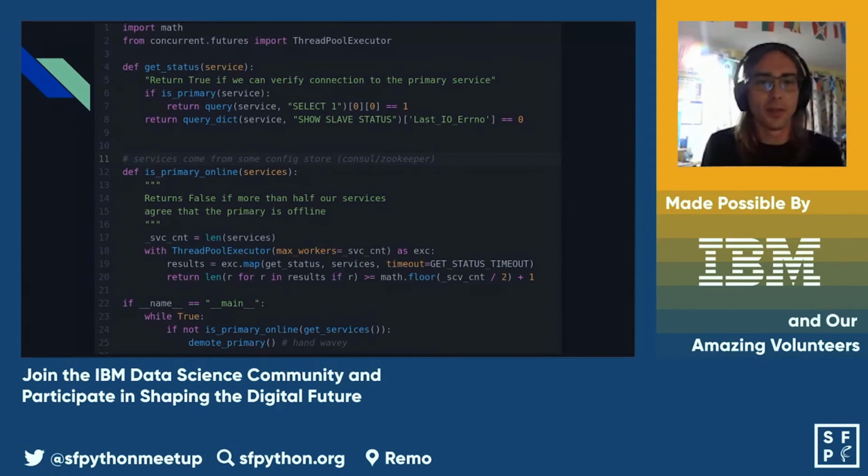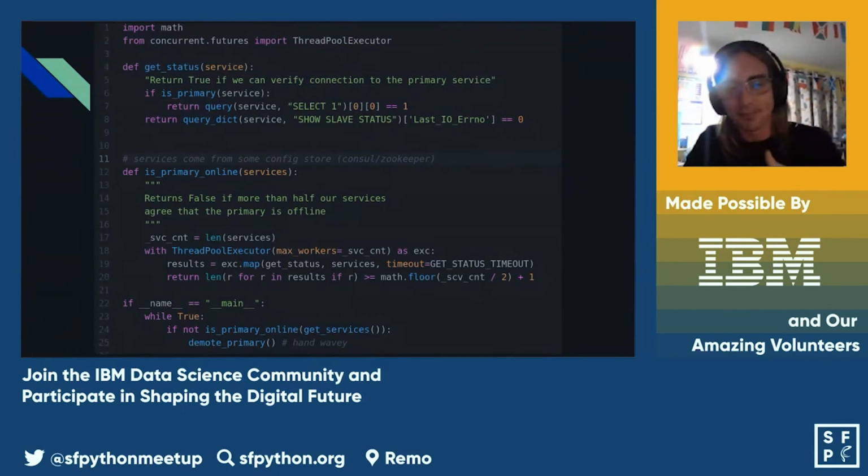If more than half of our replicas concur that the primary is offline, we'll return false. This ensures that all members of the group, or at least a majority, agree that the primary is offline, and we can do our failover. So in the main function there, you see we're just in a constant while loop. If the primary goes offline, we're going to demote it.